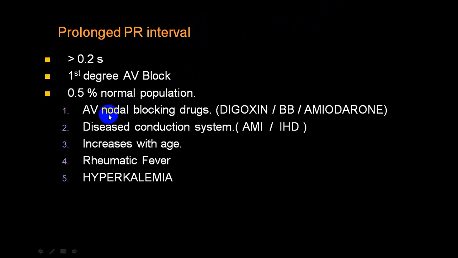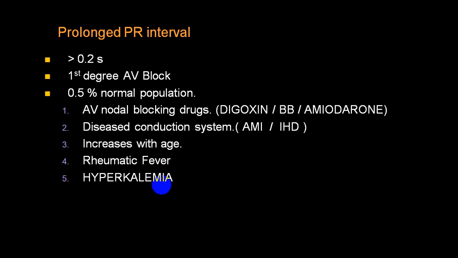But by and large, you will come across PR interval prolongation as drug-induced. Very classical examples are digoxin, beta blockers, and amiodarone. And you may see it also in acute myocardial infarction, particularly inferior wall infarct or lateral wall infarct. It is because of RCA or LCA involvement, right coronary artery or left circumflex artery. And you can see it also in ischemic heart disease. It increases along with age, so it is more common in old individuals. You can see even a first degree AV block, and it is considered a minor criterion in the Jones criteria in a case of acute rheumatic fever.